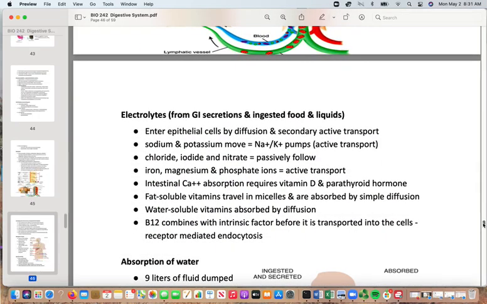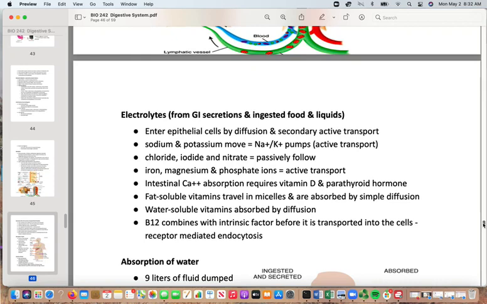So the electrolytes, they're going to enter epithelial cells by diffusion and secondary active transport. You've got active sodium-potassium pumps here. Chloride, iodide, and nitrate will passively follow. Iron, magnesium, and phosphate will be actively transported. In order to absorb the calcium, it's going to require vitamin D, a parathyroid hormone.